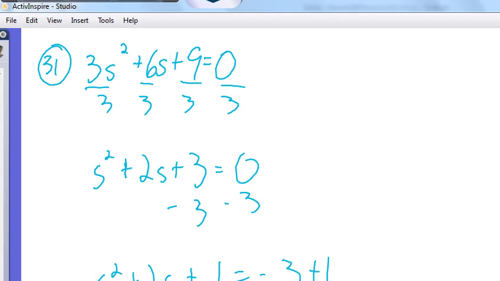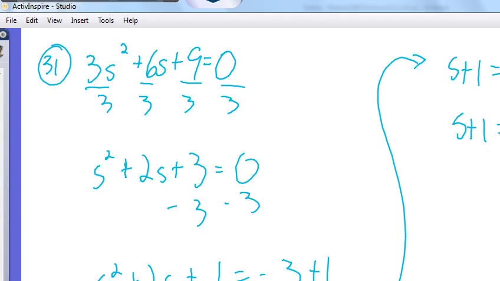Now, take the square root of both sides. S plus 1 equals plus or minus the square root of negative 2. How do we write the square root of negative 2? I squared? What? It's just i, because the square root of negative 2 we can write as the square root of negative 1 times the square root of positive 2. And the square root of negative 1 is i. The square root of 2 can't be simplified, so s equals, subtract 1 on both sides, negative 1 plus or minus i root 2.